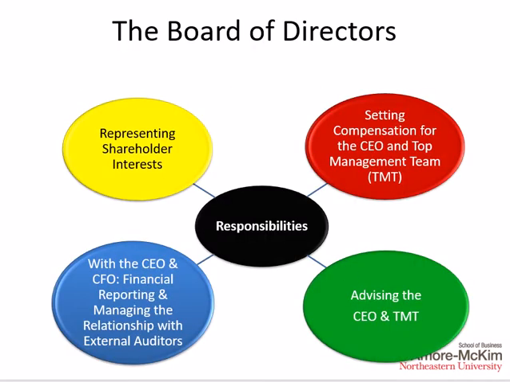The final internal mechanism is the board of directors. Now, the board of directors are a set of individuals who are elected by the shareholders, and their responsibility is to protect the interests of shareholders through the setting of compensation, as we just talked about, through advising the CEO and top management team, through working with and managing the financial relationship with external auditors who oversee the validity of the financial statements, and by representing shareholder interests when the strategy is designed and proposed for a vote.